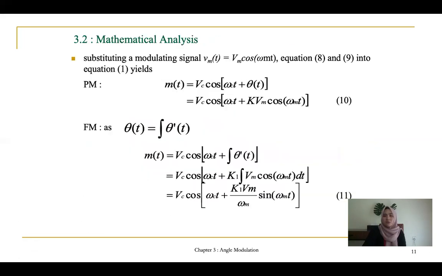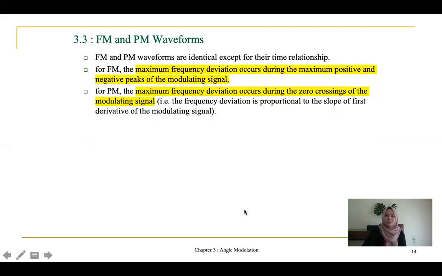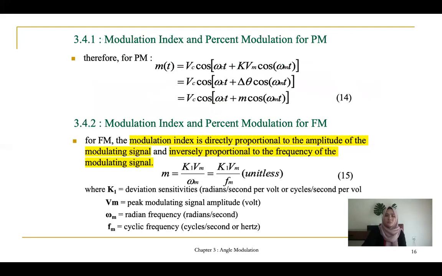Because it is linked to this equation. So this is the m. So m is equal to k1Vm over omega m. That's why it is stated here: the modulation index is directly proportional to the amplitude of the modulating signal Vm, and it is inversely proportional to the frequency of the modulating signal, omega m and Fm. So you can write m equals k1Vm over Fm.